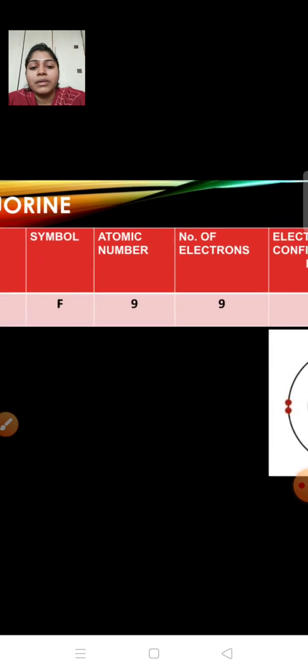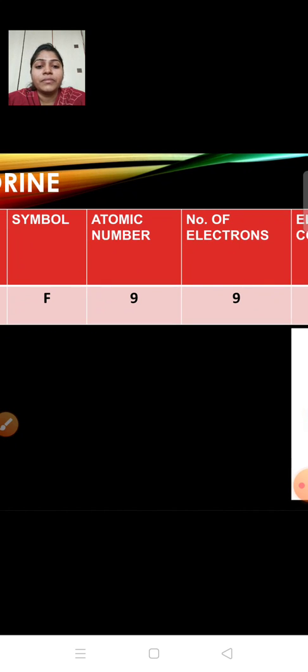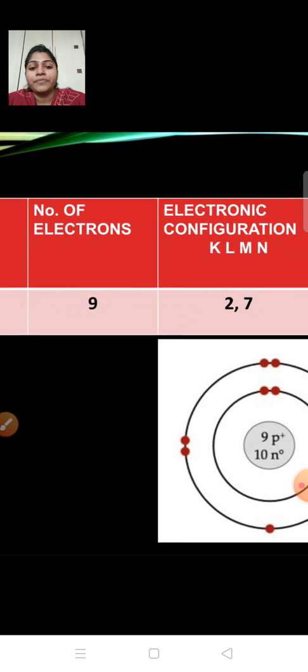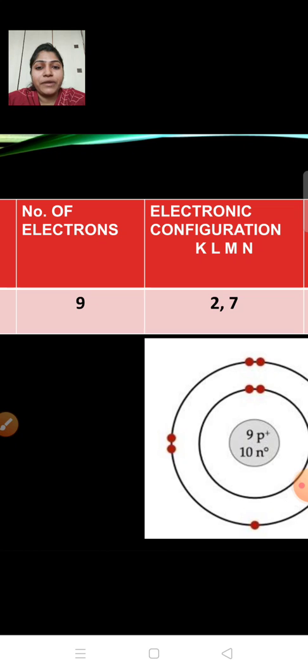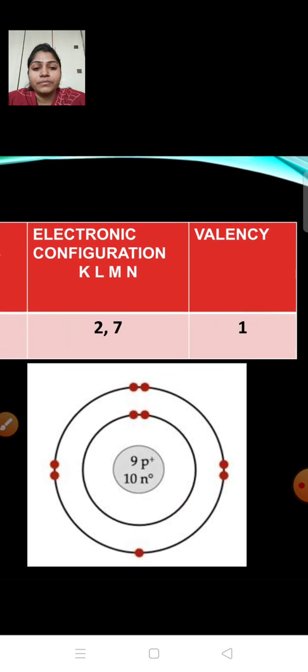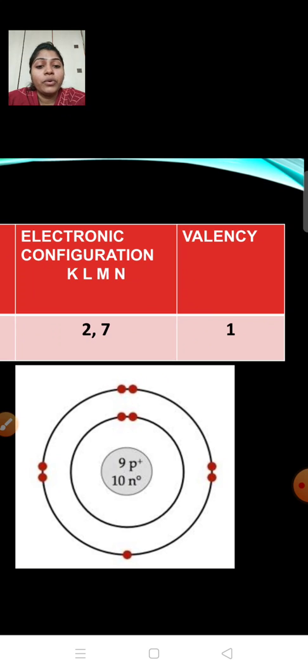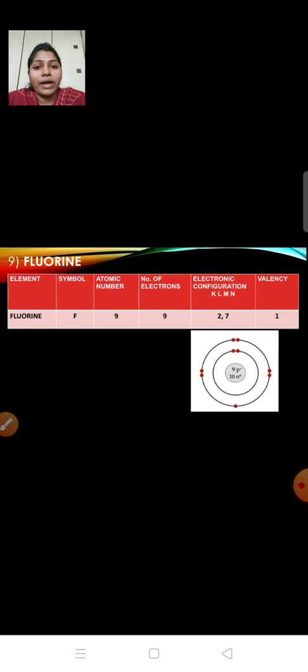We'll come to the next one, that is fluorine. The symbol of fluorine is F. Atomic number 9. Number of electrons 9. Electronic configuration. So from 9, 2 electrons will go to K shell and the next 7 electrons will go to L shell. To complete octet, fluorine needs 1 more electron. So fluorine will accept 1 electron, complete its octet and achieve stability. So the valency of fluorine is 1.